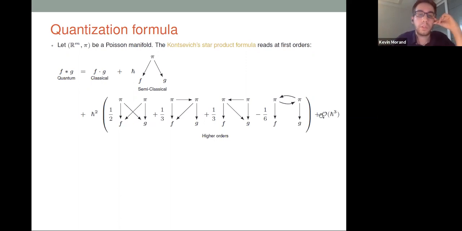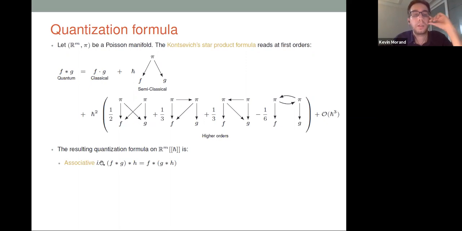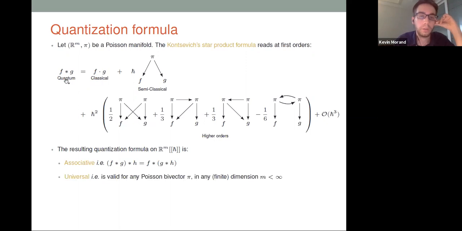And we have an infinite power series. So the resulting quantization formula is associative. That means that we retain the associativity of the classical product. So we relax the commutativity, but we want to keep associativity. So the quantum object is also associative.